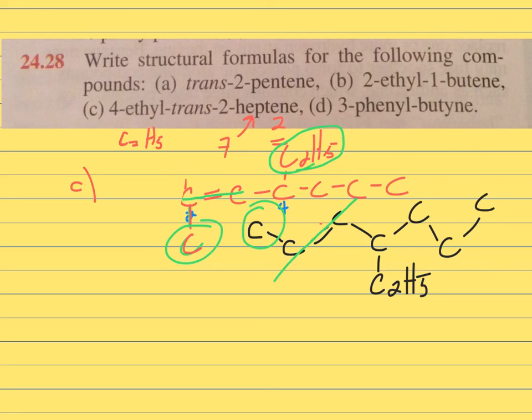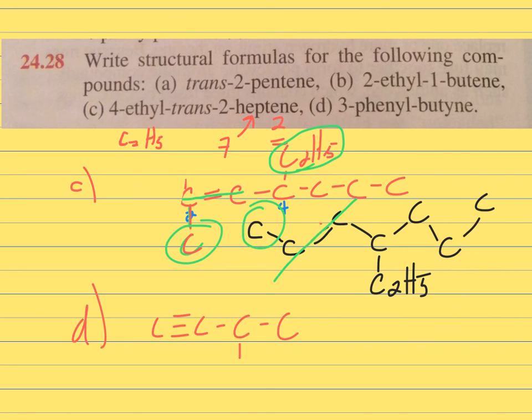And then D. Let's take a look at D pretty quickly. It's a butyne, and it's a phenyl group, and it's coming off of carbon number 3. So butyne is telling me that it's 4. So 1, 2, 3, 4. It's a triple bond, and I'm going to put that, since there's no number, right on carbon number 1. And coming off of carbon number 3 is a phenyl group.